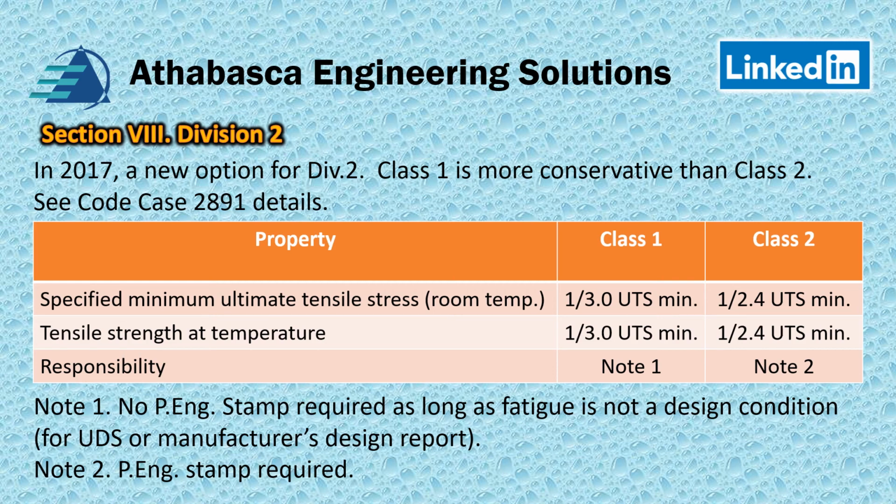Basically, the differences you can see there are for the ultimate tensile stress at design temperature. Those are the differences. But note also that the level of responsibility increases, whereas for Class 1, no P-inch stamp is required by that standard. But you also have to look at the jurisdiction you're in as well. Whereas Class 2, because you're really getting tight on your design, they require a P-inch stamp.